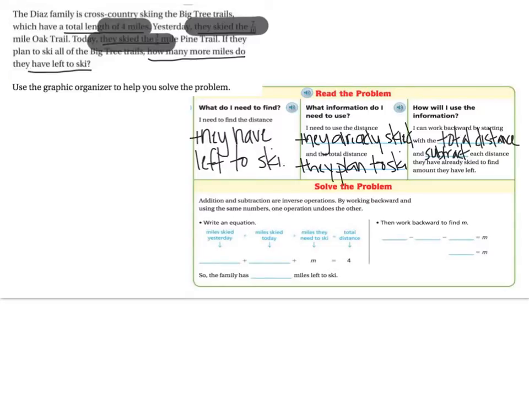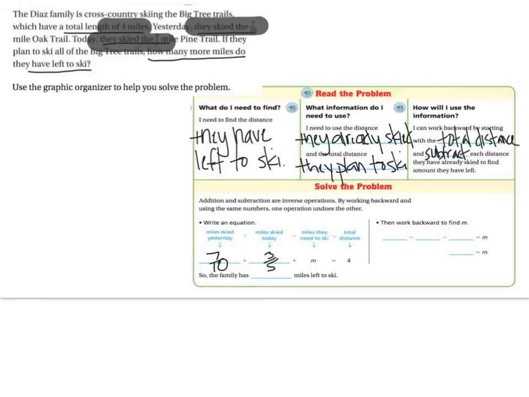So if I use the information from the problem, I can write an addition equation. I know that they skied 7/10 of a mile yesterday, and they skied 3/5 of a mile today. But they have m miles left to ski in order to ski the total distance of 4 miles.